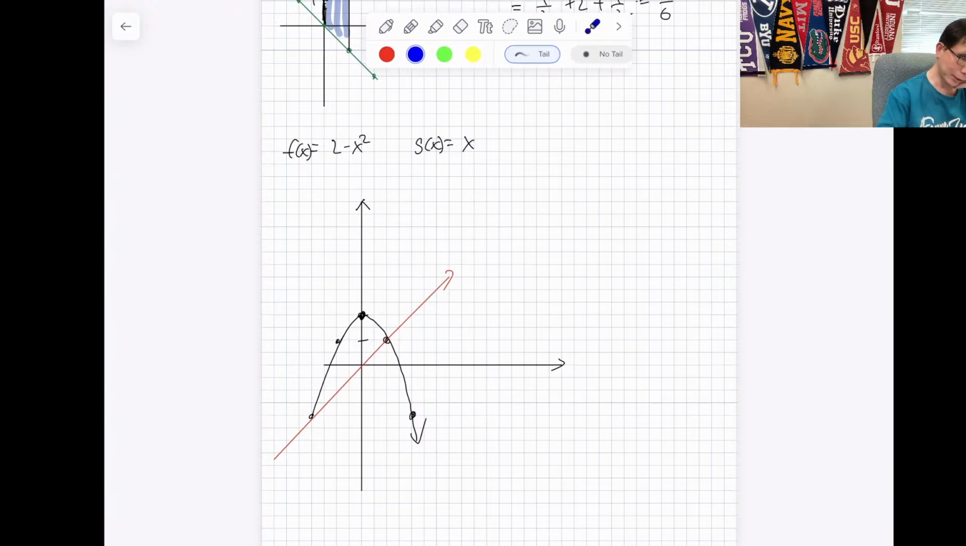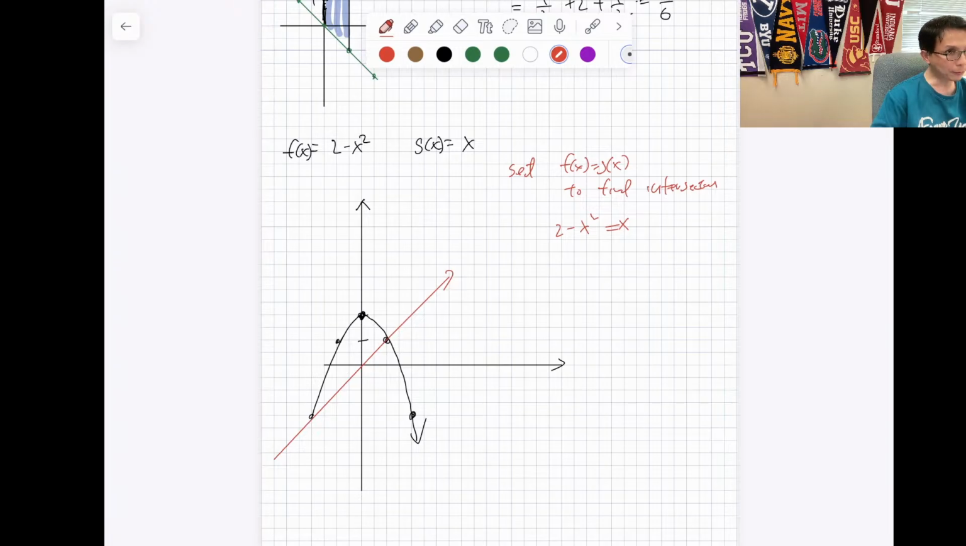Set the equations equal to each other. Set f of x equal to g of x to find intersections, right? So imagine that you don't know how to graph correctly. That's going to be 2 minus x squared equal to x. And then I usually prefer the x squared to be on the positive side, so I'm going to move everything to the right side. So it'll be x squared plus x minus 2 equal to 0. I solve for it.